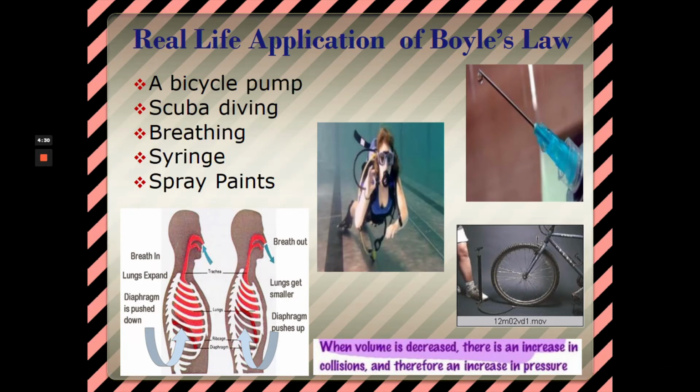Let's see the example in breathing. When we breathe in, the diaphragm will move downward. When the diaphragm moves downward, the volume inside our lungs will increase. As the volume increases, the pressure inside our lungs will decrease. So the pressure inside our lungs is less than the outside, and the air will rush in and flow towards the lower pressure in the lungs.